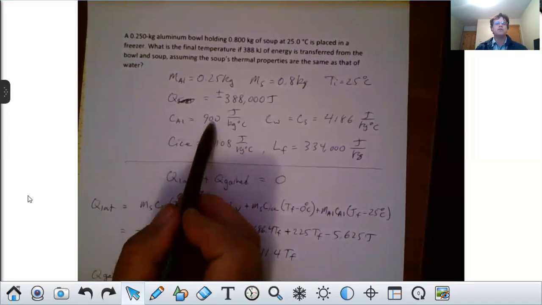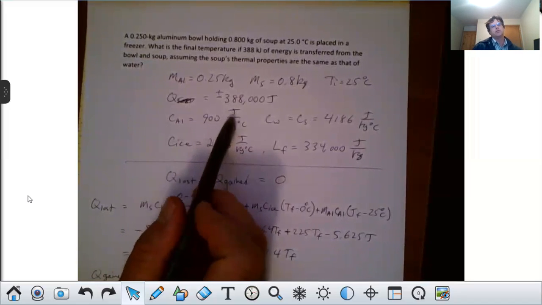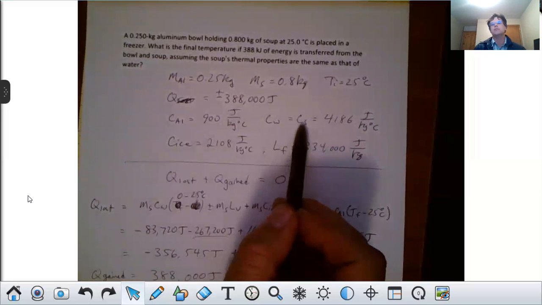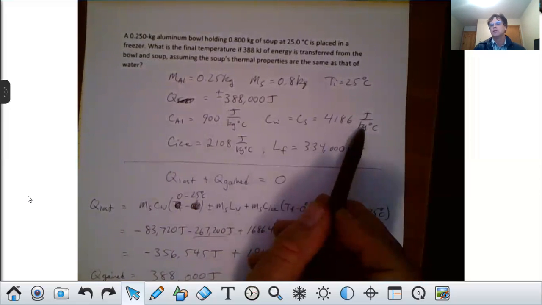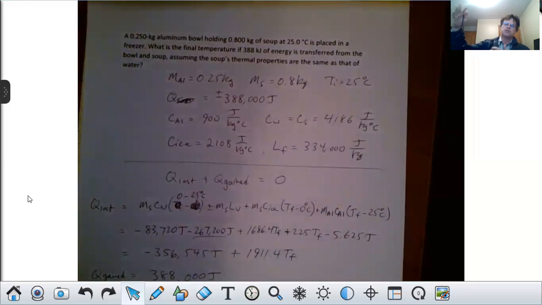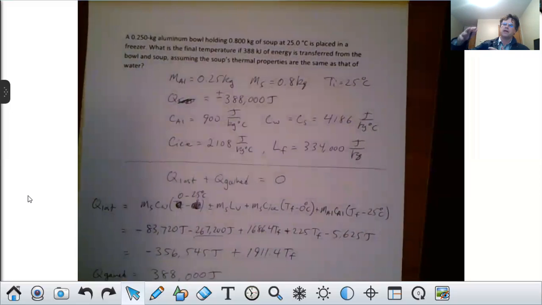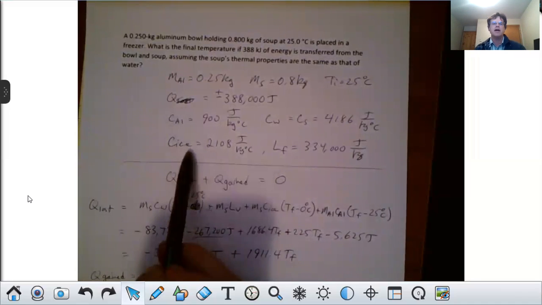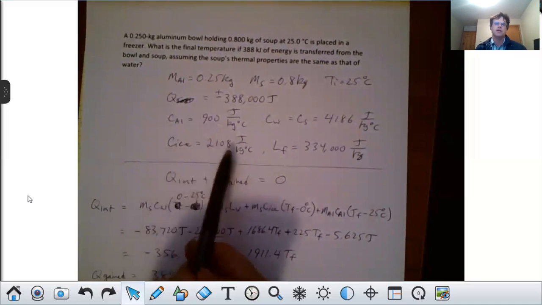Specific heat of aluminum, I have to look up in a table. It's 900 joules per kilogram degrees Celsius. Same goes for the water or the soup. It's 4186. Now I put ice here because eventually what happens is the soup gets down to 0, it turns into ice, and then it may drop even lower in temperature. As it goes from 0 to a lower temperature, it's now ice, and we will use this specific heat.